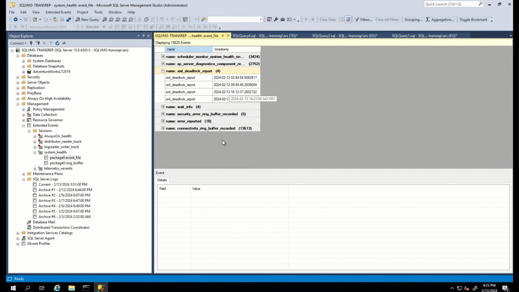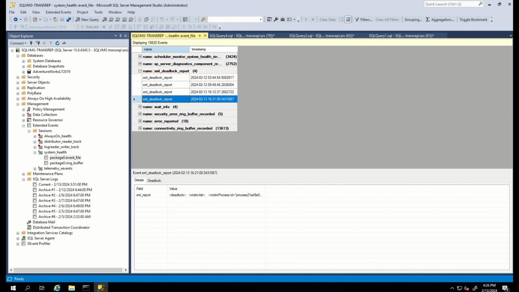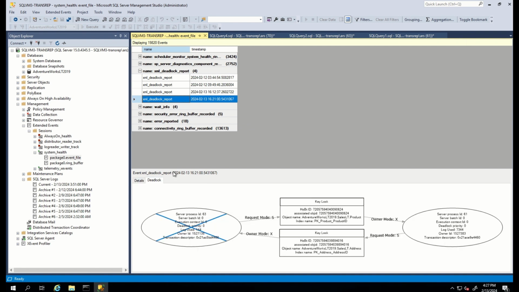As you can see, until now we faced 4 deadlocks. Let's check the latest one which just happened. You click on it and firstly check the deadlock diagram. What does this diagram mean?